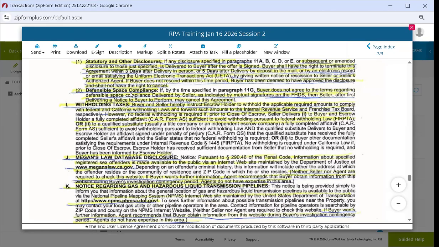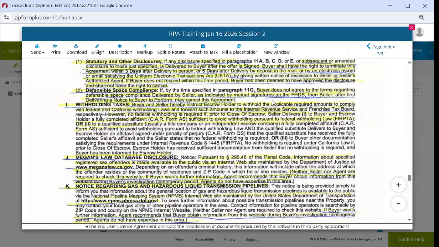Defensible space compliance, this is important. The seller will have one way of filling it out and maybe the buyer doesn't agree, right? So right here, they're adding a clause on that defensible space compliance. If the buyer does not agree to the terms regarding the defensible space compliance, that would be on the FHDS delivered by the seller.